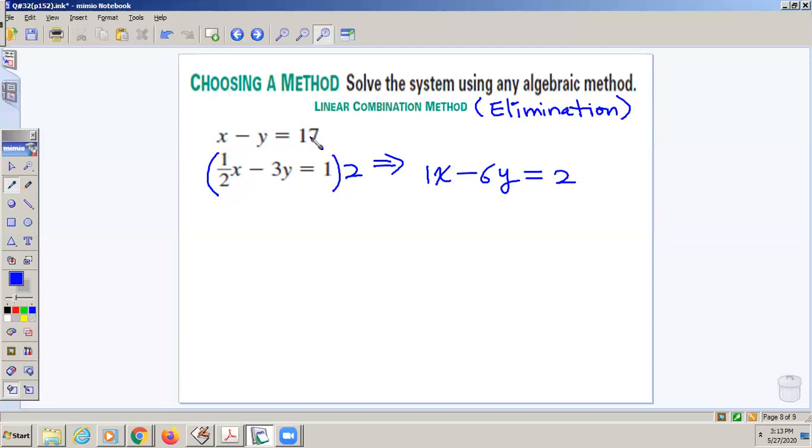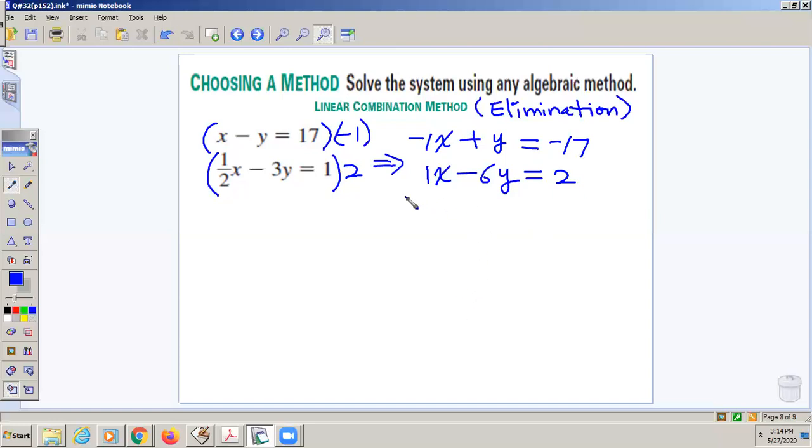Then we take a look at this, and I can see that I have 1x here and 1x here. If I can turn this into a -1x, then that will cancel out when I combine it with the positive 1x. So on the top, I'm going to multiply everything by -1. That's going to be -1x, or -x. Negative times negative is positive y, or 1y. And negative times positive is going to be -17.